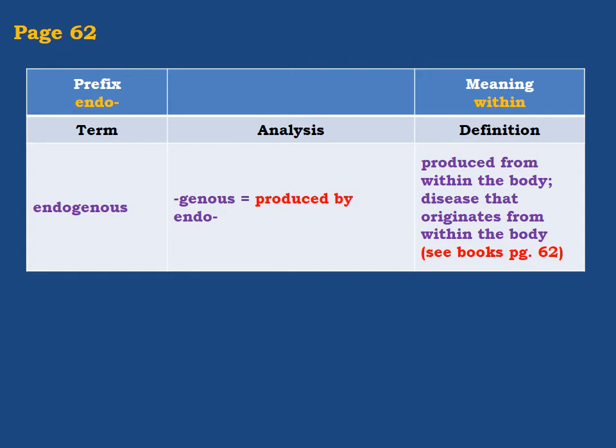The next prefix is endo, which means within. The first term we have is endogenous. Genous means produced by. And here I want you to look at your books, page 62, in the middle of the page, under within the meaning. Let's read the meaning together. Produced from within the body, disease that originates from within the body. So a patient gets a disease from something which is inside the body of that patient, not from outside.